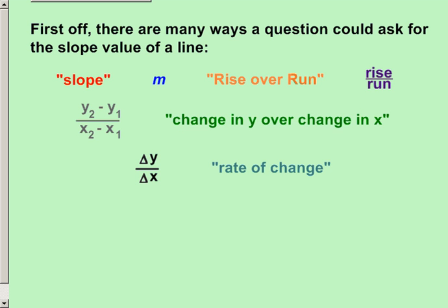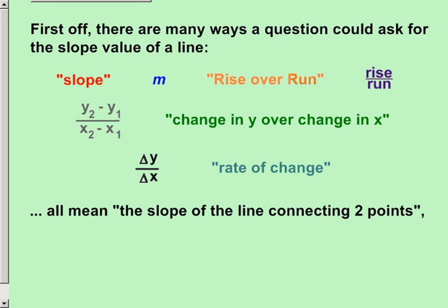Unfortunately, we have little knowledge of how they may ask a question, so it's important, as always, to know all of the synonyms so that no matter how they ask for it, we will know exactly what they are talking about. And all of these formats mean the slope of the line connecting 2 points. And those 2 points, just like they have been in recent days, are point 1, which lives at x1, y1, and point 2, which lives at x2, y2.